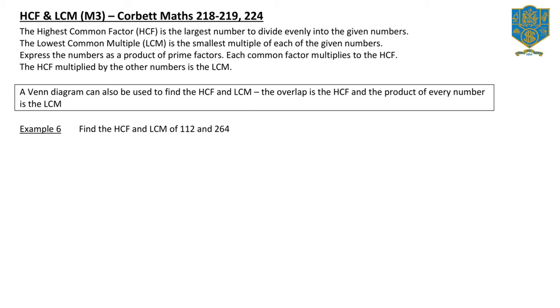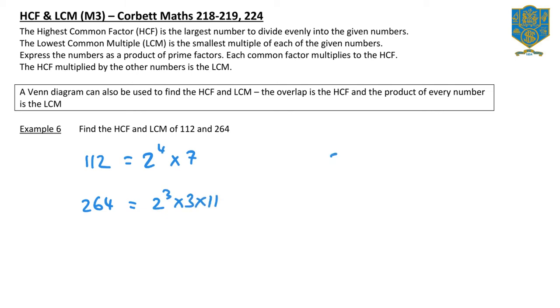So factorising 112 gives us 2 to the power of 4 times 7. So we've done quite a few examples on that, so hopefully we're happy enough where that comes from. And 264 is 2 cubed times 3 times 11.